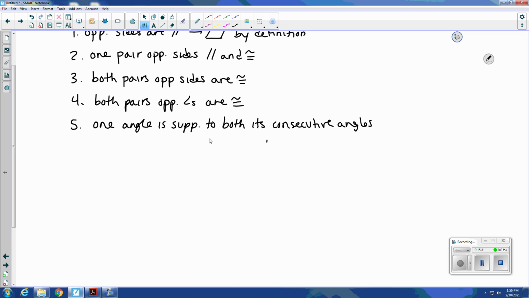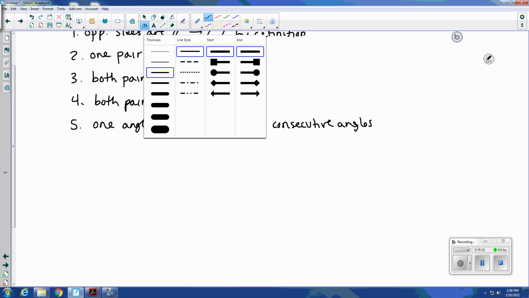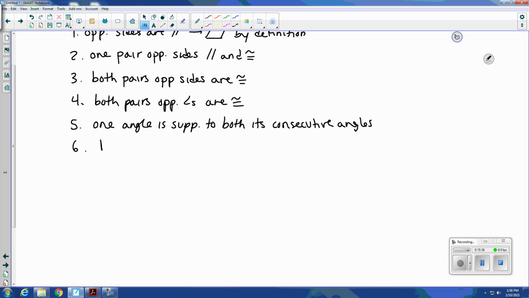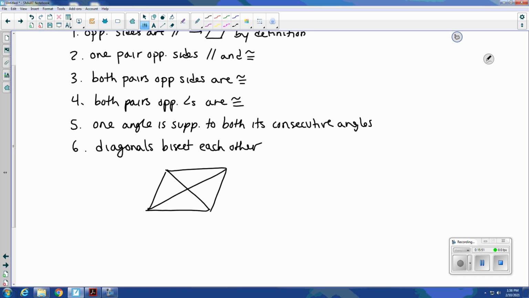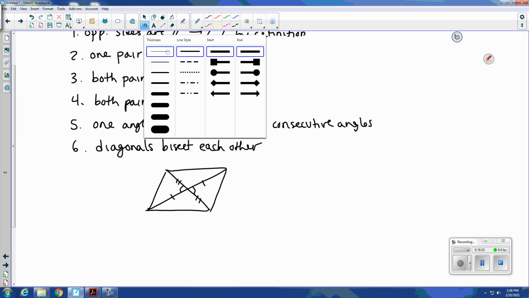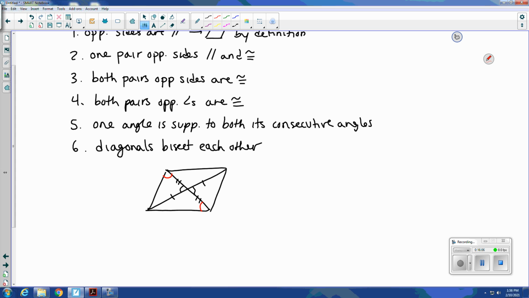And then the last condition is the diagonals bisect each other. So if we can identify this, then we know we have a parallelogram. If we have the diagonals and we know they get bisected, then we can see that there are vertical angles here. So those two triangles are congruent by side angle side. And if those two triangles are congruent, then we have corresponding angles being congruent, which means that this is parallel to this.